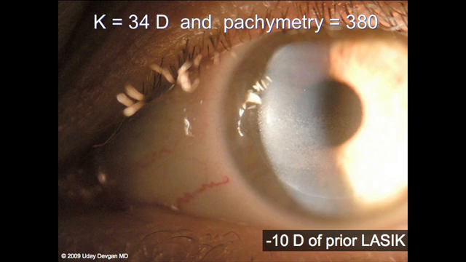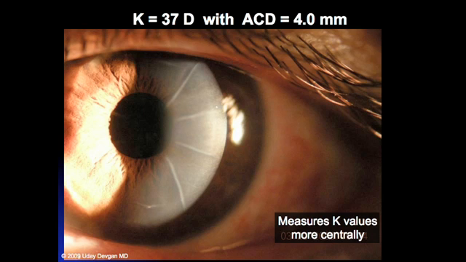Here's a patient who had Ks of 34 and a pachymetry of 380, very thin centrally. The tech forgot to write down that the patient had prior LASIK. Well, luckily I was able to see the LASIK flap edge and also the dry eye. This patient had 10 diopters of prior LASIK. Or a patient with Ks that are shallow, 37, but with a deep ACD, and so that's why you need to have that ACD measurement.